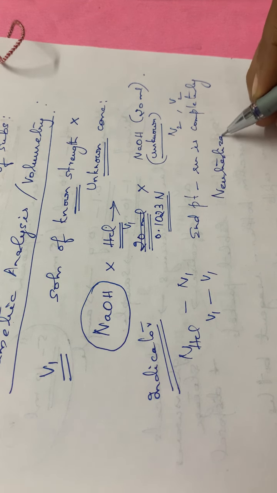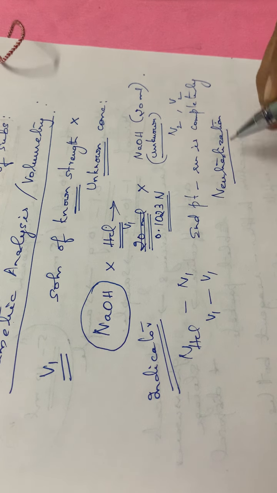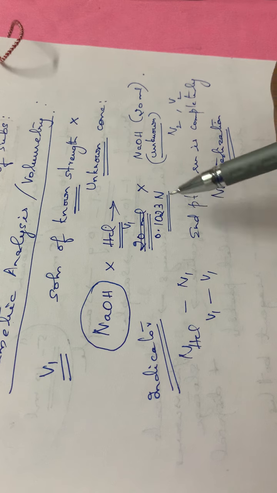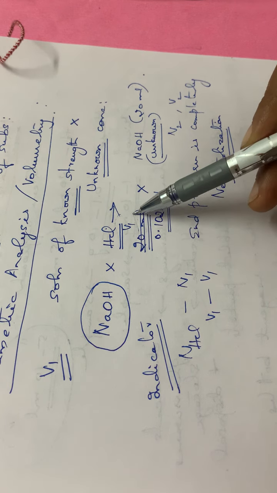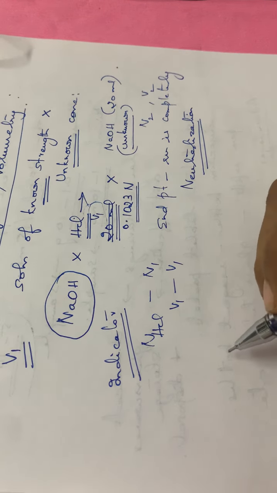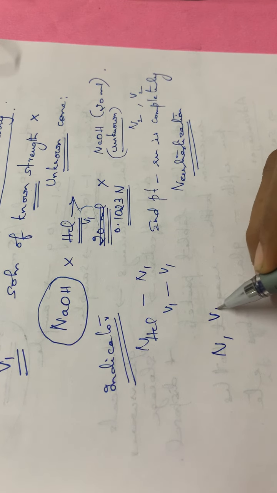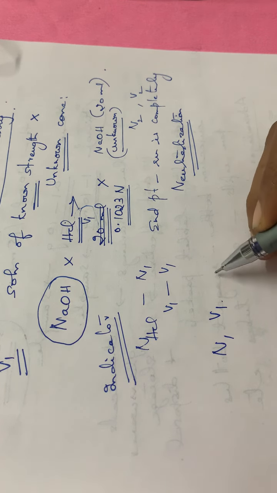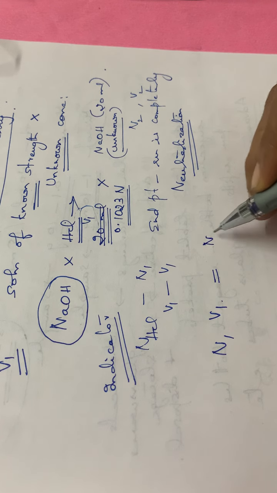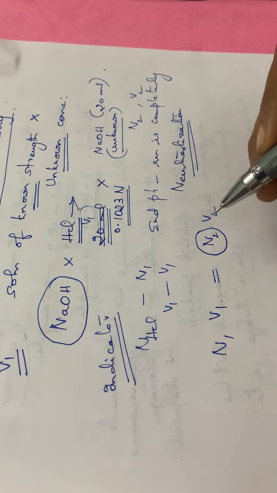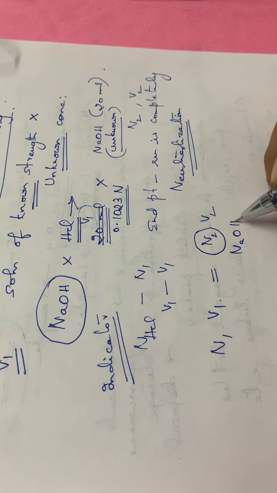During that particular color change, we will have the neutralization point, where the reaction is completed. So we will have a particular volume of HCl. We know the normality of HCl, N1, and V1 we will obtain from the titer value. So the equation is N1 V1 = N2 V2, and here we have to find out the normality of NaOH.